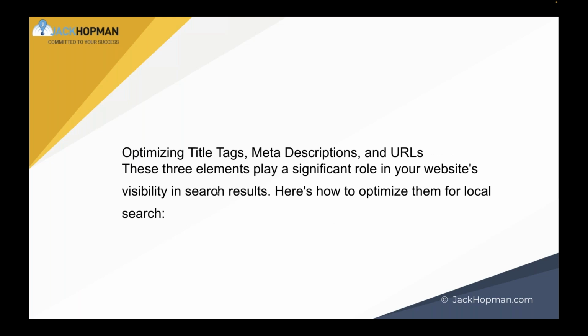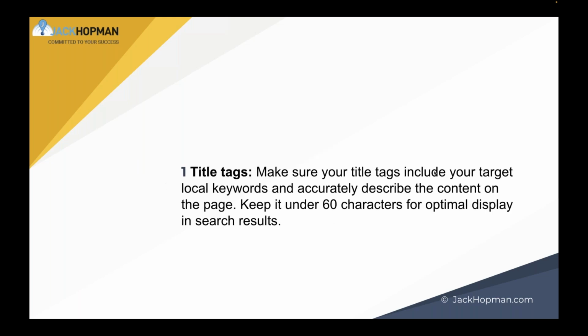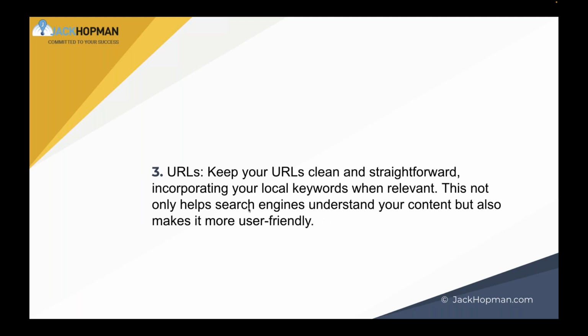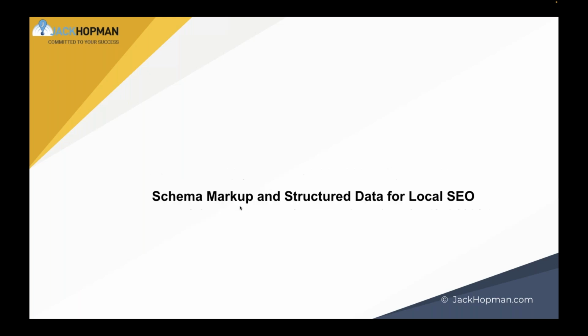Title tags, optimize for local search. Make sure your title tags include your target local keywords. Keep it under 60 characters. Meta description, a brief summary of your content, should be informative, engaging, and incorporate local keywords. Aim for around 160 characters, so you have more characters for the meta description. And the URLs, you want your URLs to include a keyword, so it adds to Google's understanding of what your website is about.